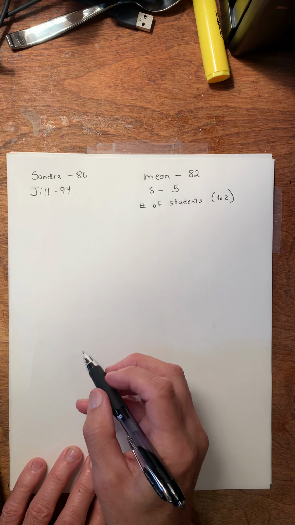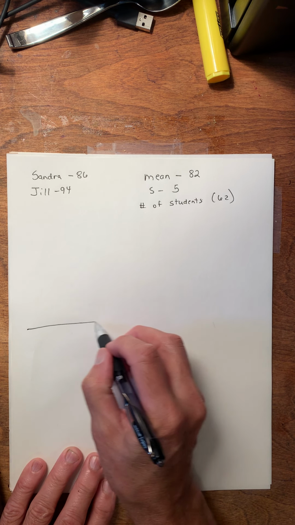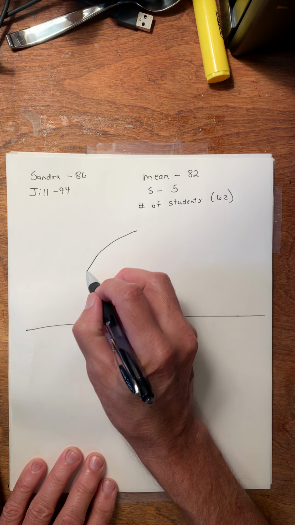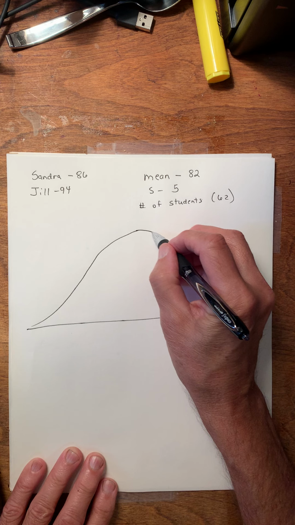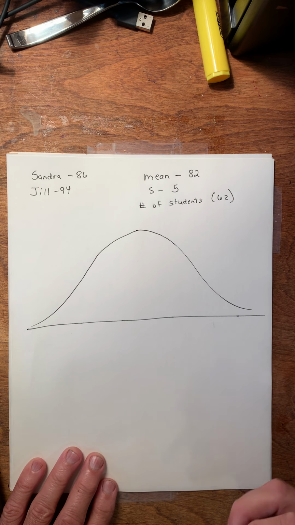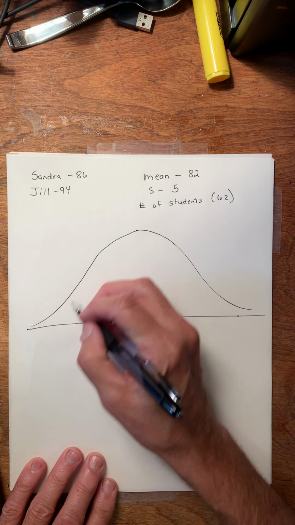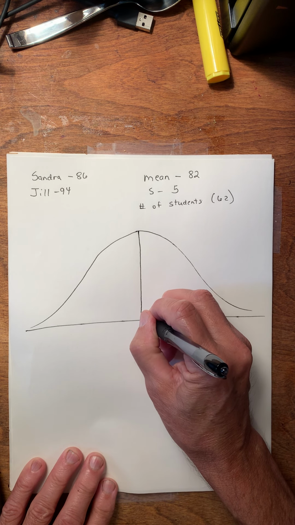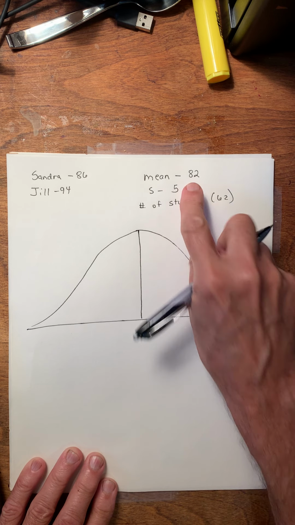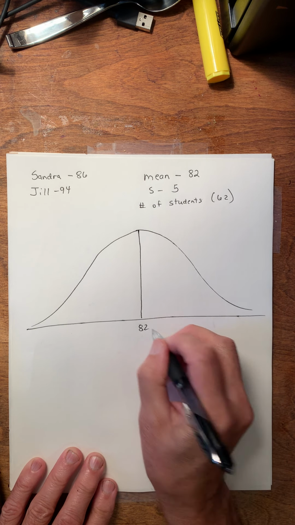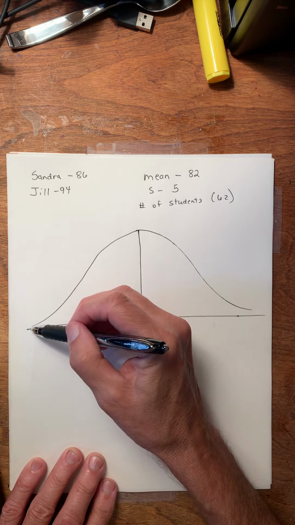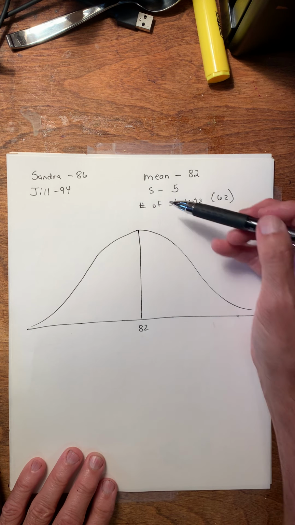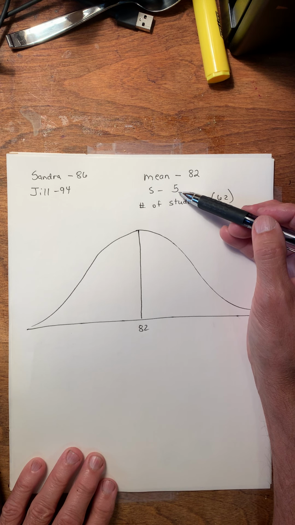And here's what you got to realize. You've got a bell-shaped curve. This is a normal distribution. So it basically goes like that. And this is just an estimate. But you know that with a normal bell-shaped curve, the very center point is the mean, which is 82. So 82, these are the frequencies, these are the scores right here. Now, the standard deviation is 5.